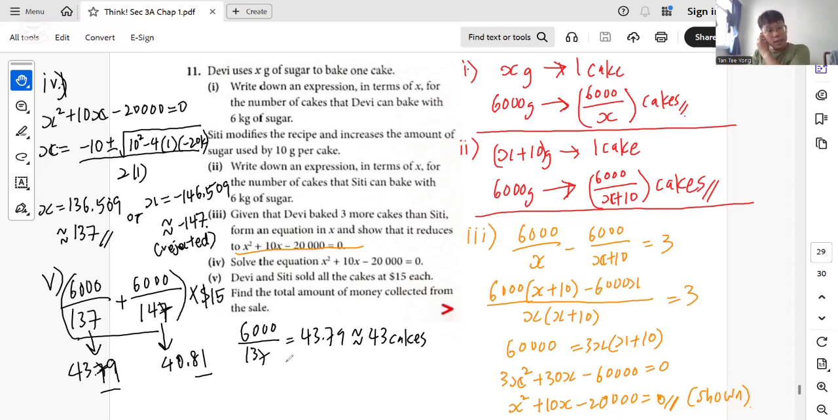Okay, that is from Devi. Then for CT will be 40, because Devi baked 3 more. So that means it's just 43 plus 40, then you times $15. Okay, so 43 plus 40, then you times 15. So $1,245. Okay, so this is the total amount of money collected from the sale of 83 cakes from both Devi and CT. All right, okay, yes, so this is it for question 11.